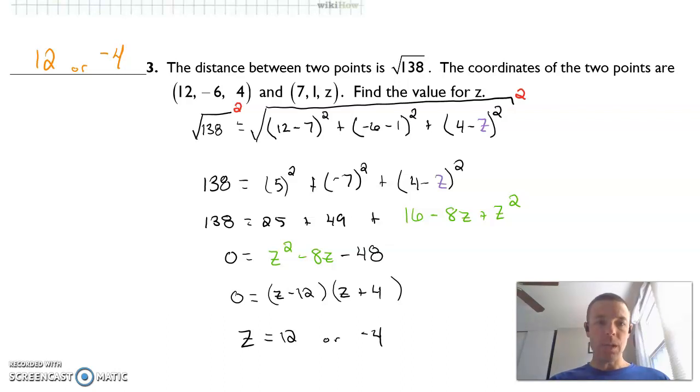So we get the 138, and then we get our 25 from 12 minus 7 squared, or 7 minus 12 squared, still going to give us 25. -1 minus 6 squared is going to get us 49, or 1 minus -6 squared is going to get us 49. And then it's 4 minus z squared, or z minus 4. Either way, we're going to end up at z squared minus 8z plus 16.